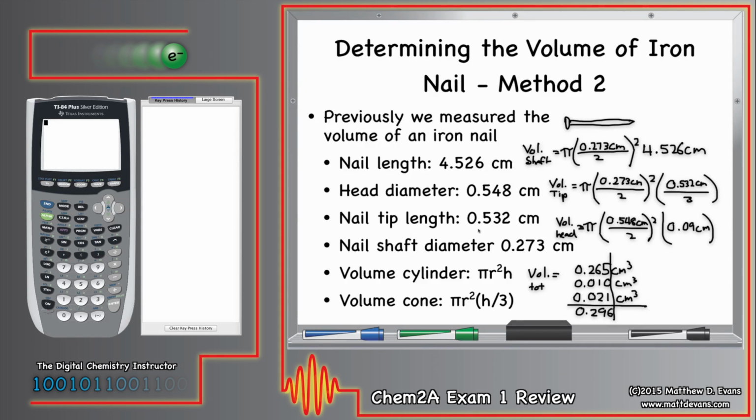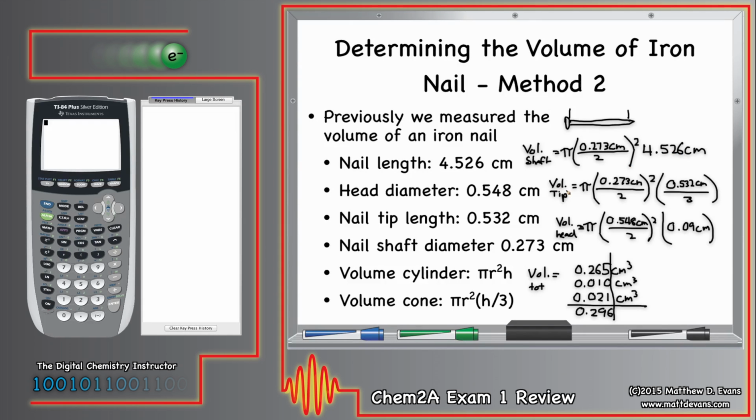So here's all my measurements, except for I forgot to write down one of them. This was 0.09 centimeters, that was the thickness of the head. All right, so starting from the top, the first thing that I did is I calculated the volume of the shaft. So that's from this point to this point, not including the tip. And we've got pi. So the equation down here, this is the volume of a cylinder: pi times the radius squared. This is the diameter, so the diameter becomes the radius squared. And then finally times 4.526 centimeters.